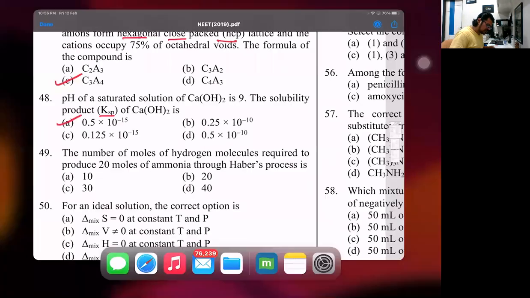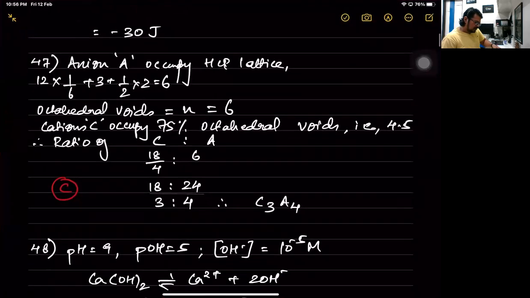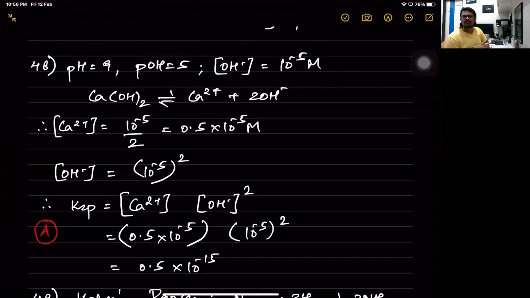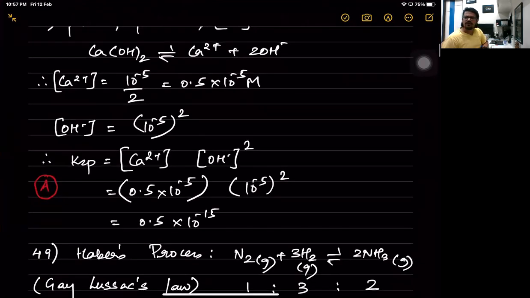I'll just show you how it is. See here. Look at that. pH is 9, so pOH is 5. OH ions is 10 raised to minus 5. Calcium ions is 10 raised to minus 5 divided by 2, because 1 calcium is to 2 OH ions. Then calcium ion is S, OH ions is 2S the whole square. So that part comes when you do it. That's 0.5 into 10 raised to minus 15.